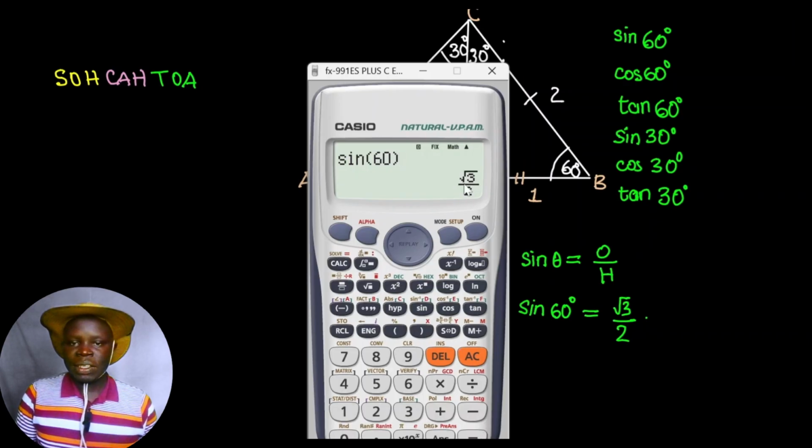We press sine of 60 to see whether the answer corresponds to what we have discussed here. And indeed it is root 3 over 2, as you can see. So the calculator verifies the result as correct and accurate. That is what is meant by special angle.